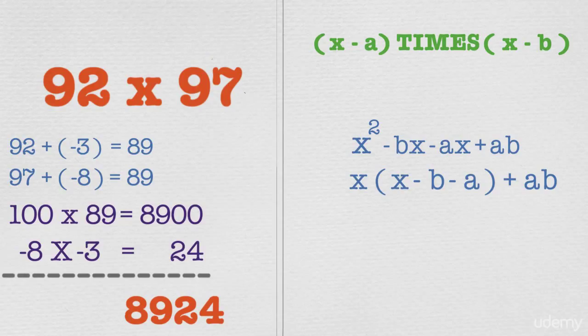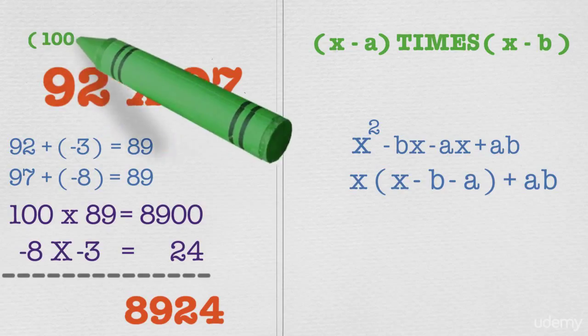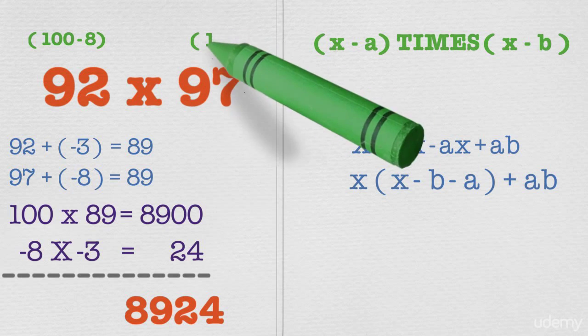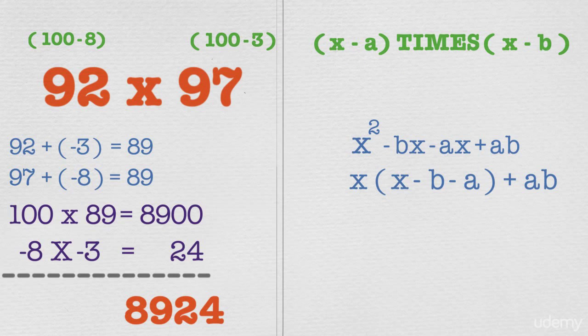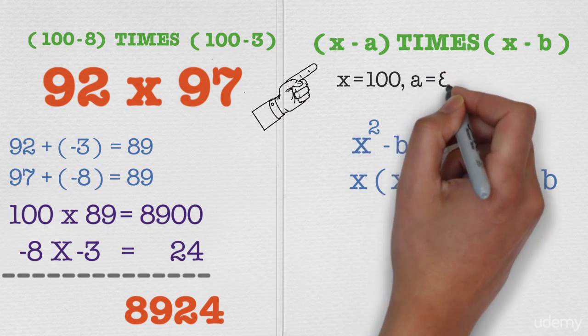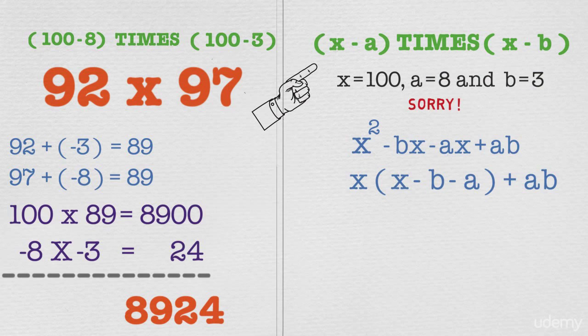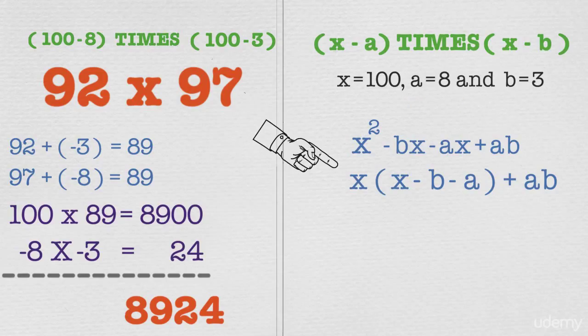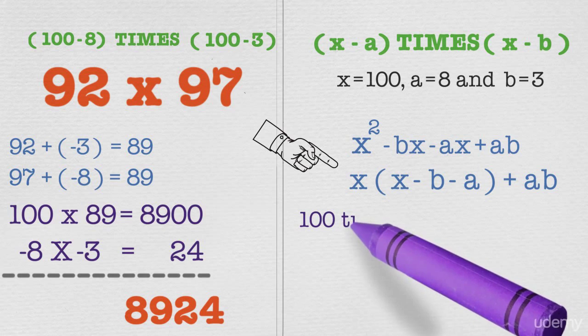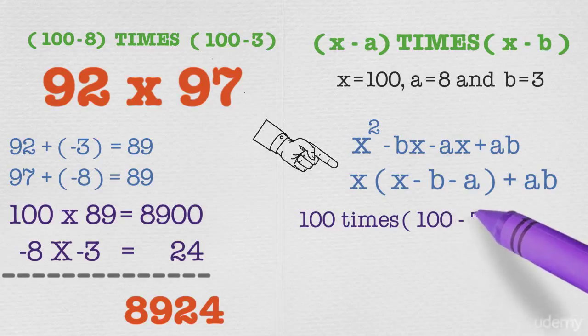Can we transform our problem to this right-hand expression? 92 can be rewritten as 100 minus 8 and 97 as 100 minus 3. And this fits in nicely with the expression, right? So substituting the values of x, a and b, we get x is equal to 100, a is equal to 3 and b is equal to 8. Now let's replace x, a and b with these values on the right hand side. We get 100 times (100 minus 3 minus 8) plus 24.